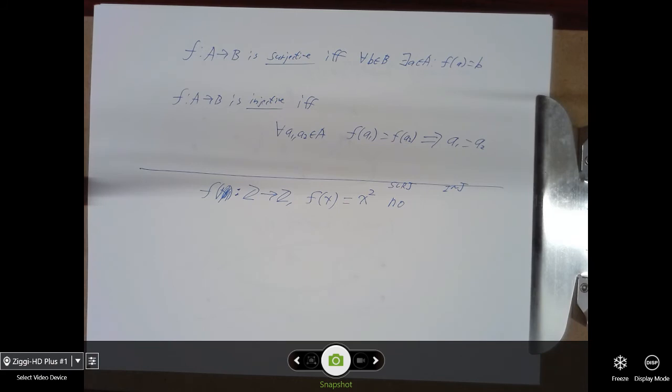How about injectivity? Is it possible that 2 different integers map to the same value under the map f of x equals x squared? Example? -2 and +2 both map to 4, so it's not injective.